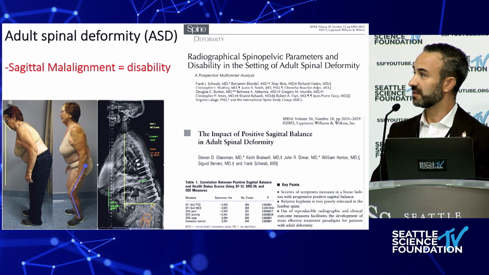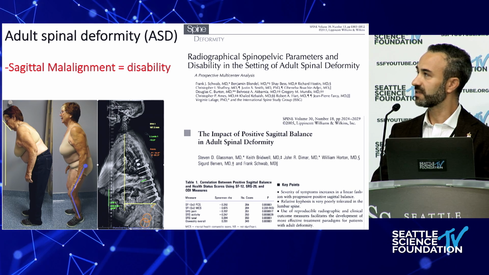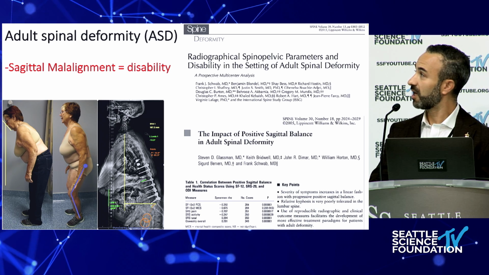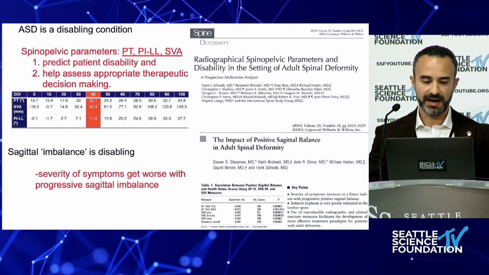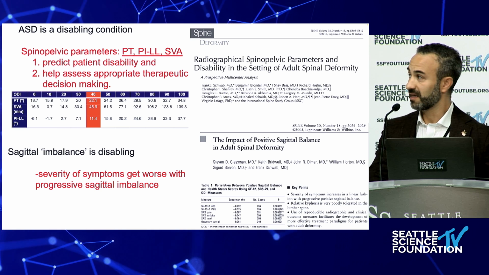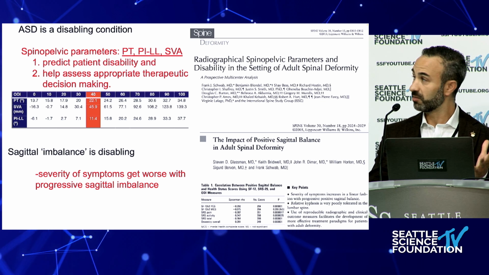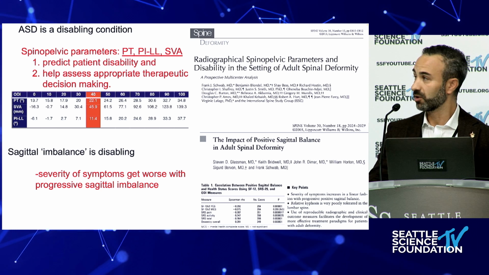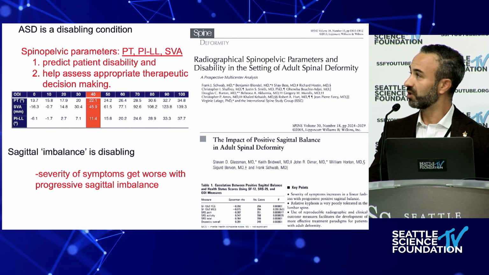As we know, and it's been reiterated, sagittal malalignment causes disability. This has been well parsed out in a lot of studies that we've looked at, and we know that the spinopelvic parameters predict patient disability and also make our decision-making a lot easier in terms of what we need to achieve, and the severity of symptoms gets worse as the malalignment is more severe.